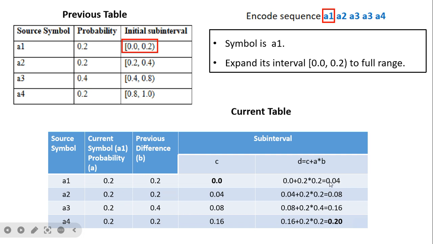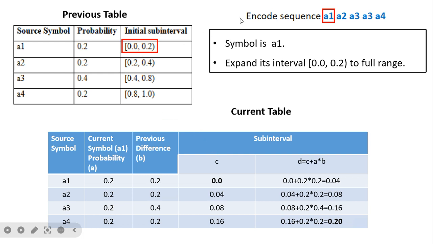Now we will keep 0.04 here and copy it as it is. Again we need to find the next value, so 0.04 plus the probability of A1, which is 0.2, times the previous difference of 0.2, gives 0.08. Then we copy 0.08 as it is, and 0.08 plus 0.2 times the probability difference of 0.4 is 0.16. We write 0.16 here. Then 0.16 plus 0.2 times 0.2 is equal to 0.20.